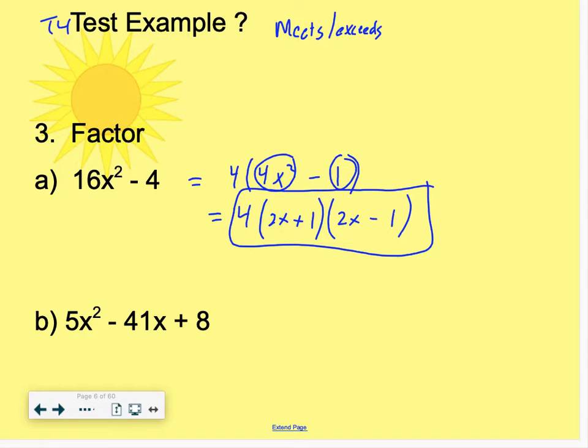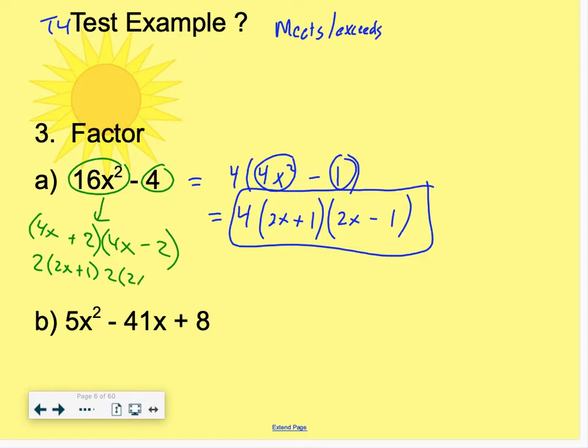Now, if instead of factoring out the GCF first, you recognize that these are also perfect squares, the square root of 16x squared is 4x, and the square root of 4 is 2. It is factored, but it's not completely factored. Because you could still factor another 2 out of each of those. And then this becomes 2 times 2 is 4, times 2x plus 1 times 2x minus 1. So you get some credit for factoring, but you wouldn't get full credit because you didn't completely factor.